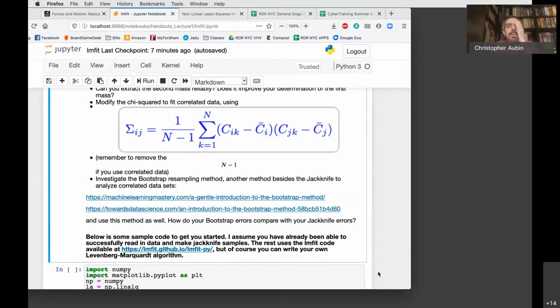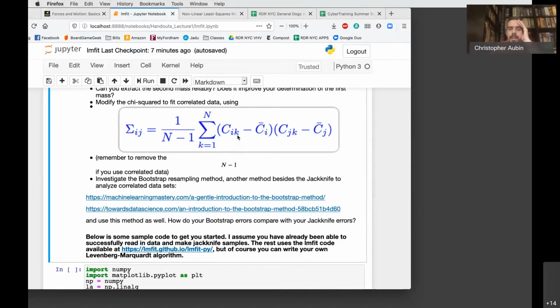Oh, yeah, so I just got a question about modifying the chi-squared. So let me be clear. On this expression that I have for the correlation matrix, this I is actually referring to the time value. So this is looking at correlations in time. You've got this correlator that's a function of time. And so this C bar sub I is the average over the Jackknife sample for the time value indicated by I, and then same with the J guy.